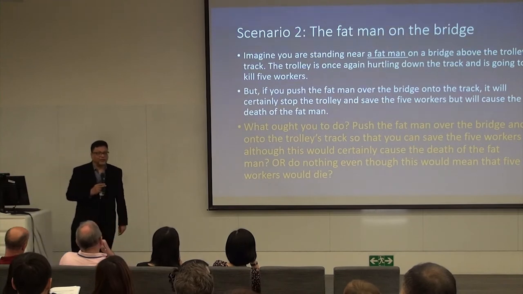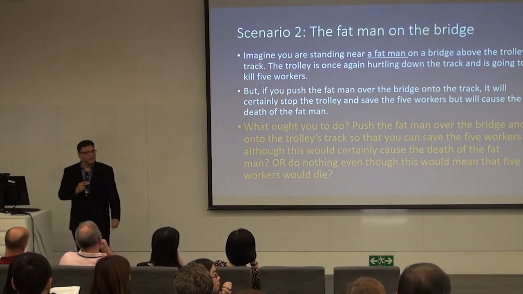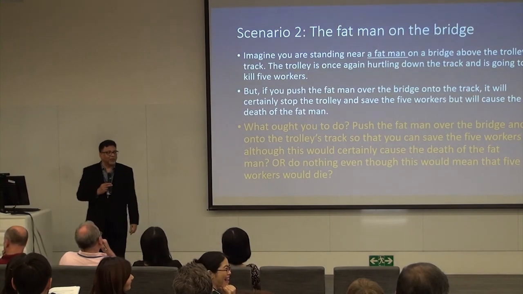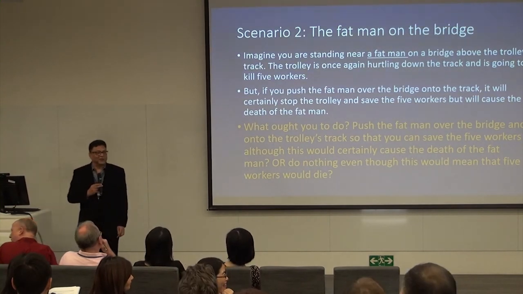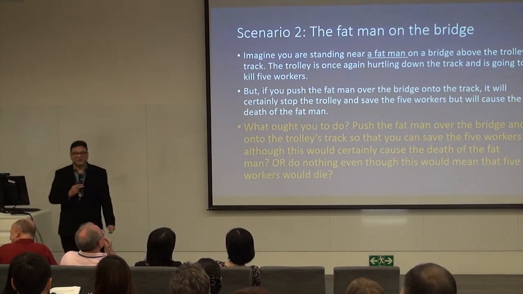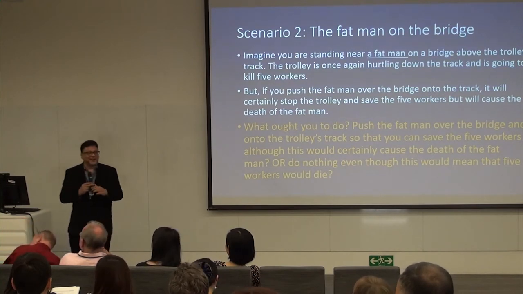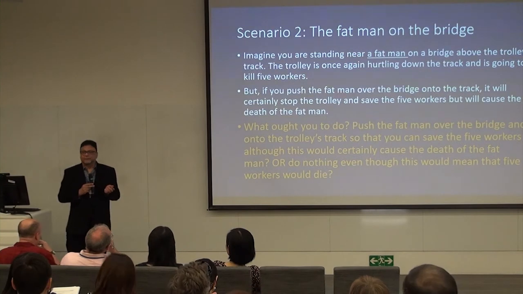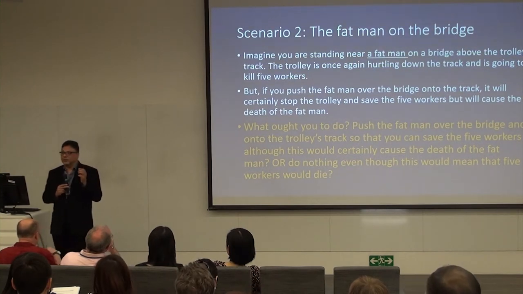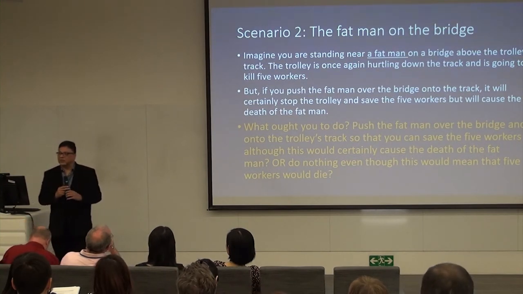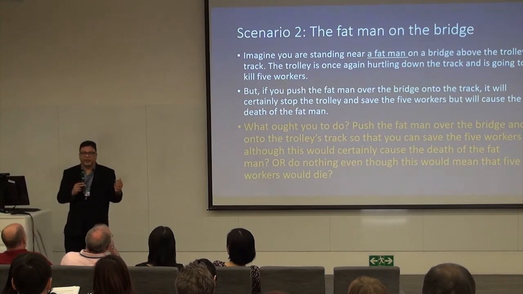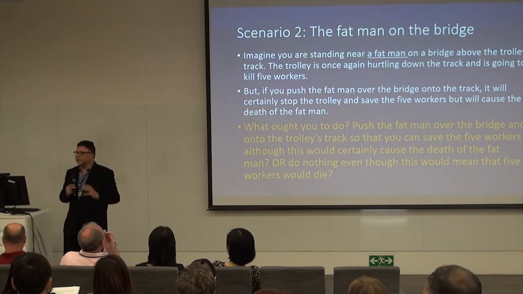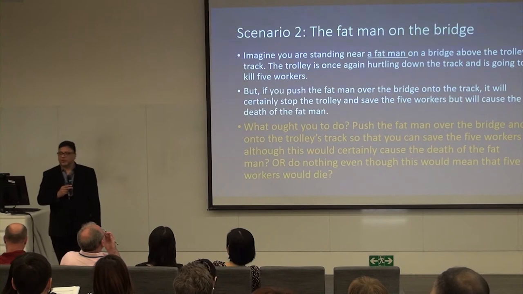It's a pushing. Okay. Why is he fat? Why is it a man? Why couldn't it be a cow? Well, vegetarians would object. Well, okay. So you imagine you're standing next to this person who's fat, and he's leaning over, and you can push him, and the trolley car would stop.